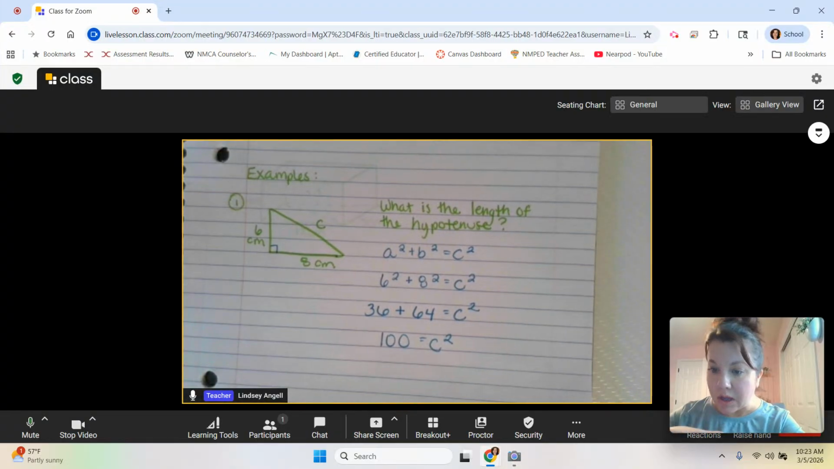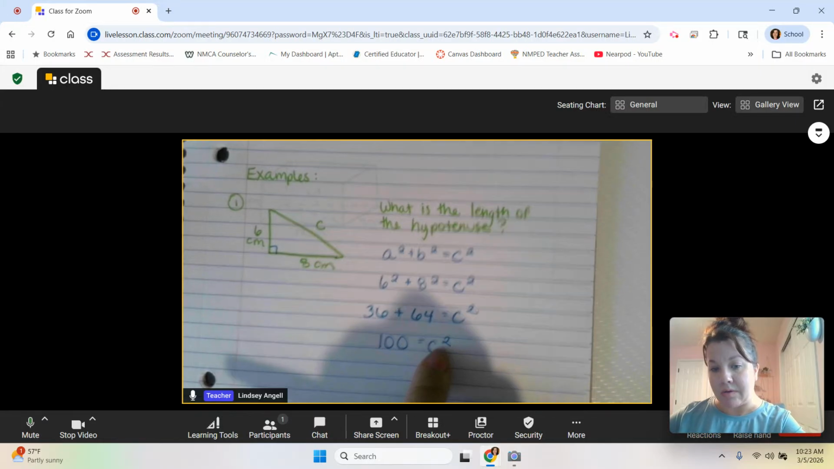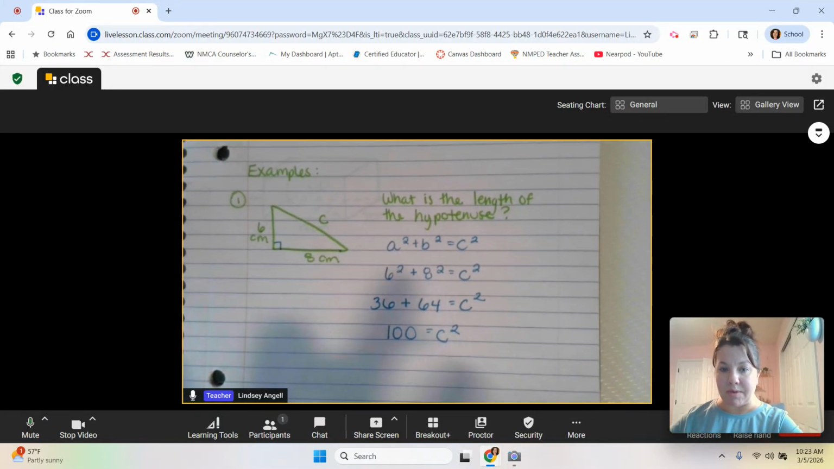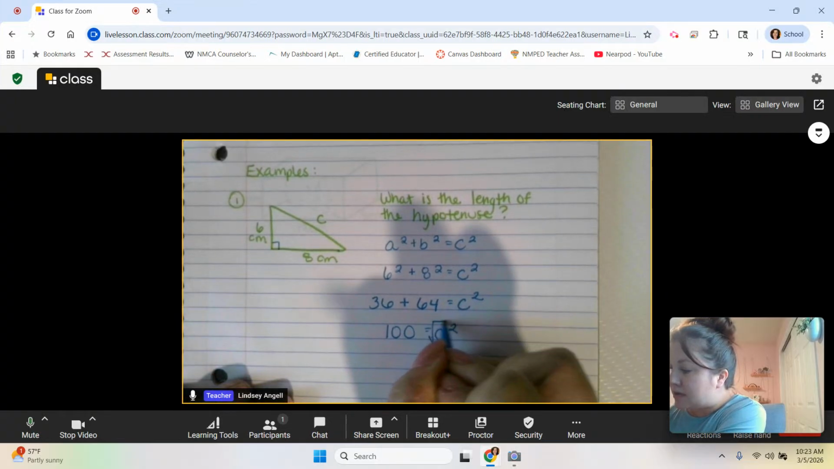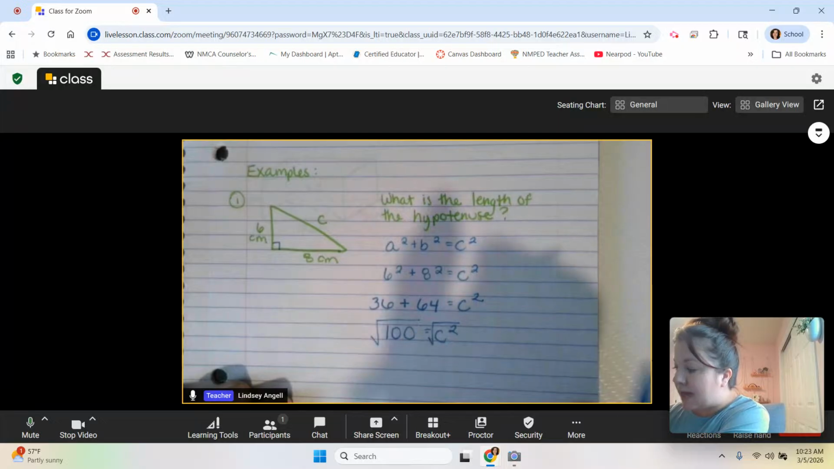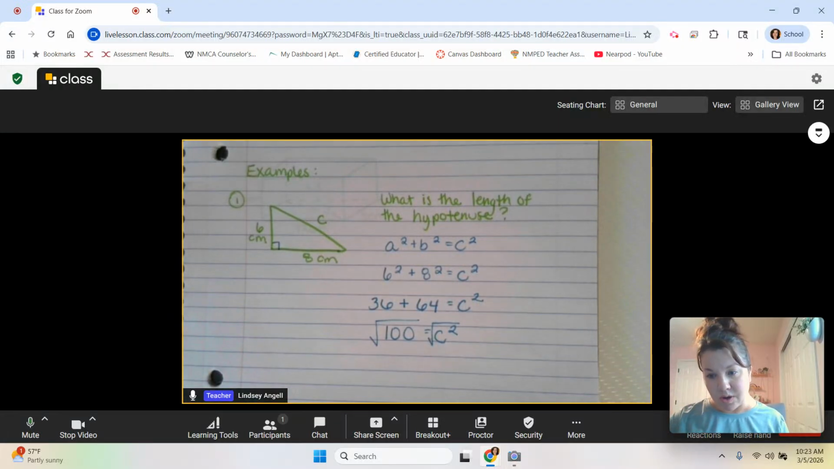So we're getting very close to c being isolated and figuring out what it's equal to, but it's still being squared right now. So if you remember back from our lessons on this, we talked about this as being like unsquaring the number, right? So if I unsquare both sides, or also known, the proper word for it would be square rooting a number. Sorry, I was opening my calculator and trying to get it cleared for you.